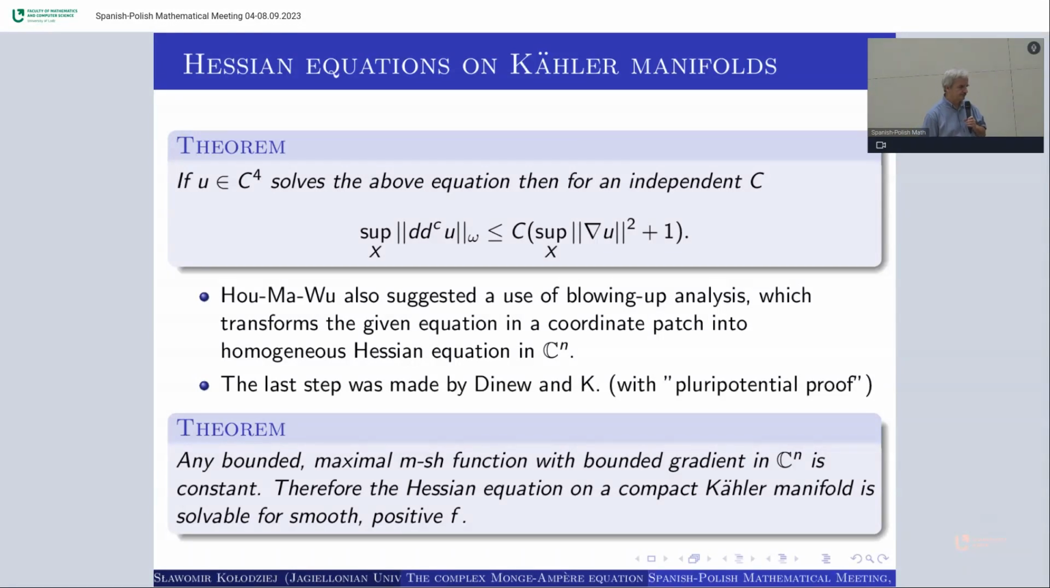With DNF we are able to prove that such functions do not exist. That we have a Liouville type theorem for m-subharmonic functions. So if an m-subharmonic function is maximal, meaning that it solves the homogeneous equation, is bounded and has bounded gradient, then it has to be constant. So this way we obtained C1 estimates, and combined with Hou, Ma and Wu, we could prove the analog of the Calabi-Yau theorem in case of the m-Hessian equation.